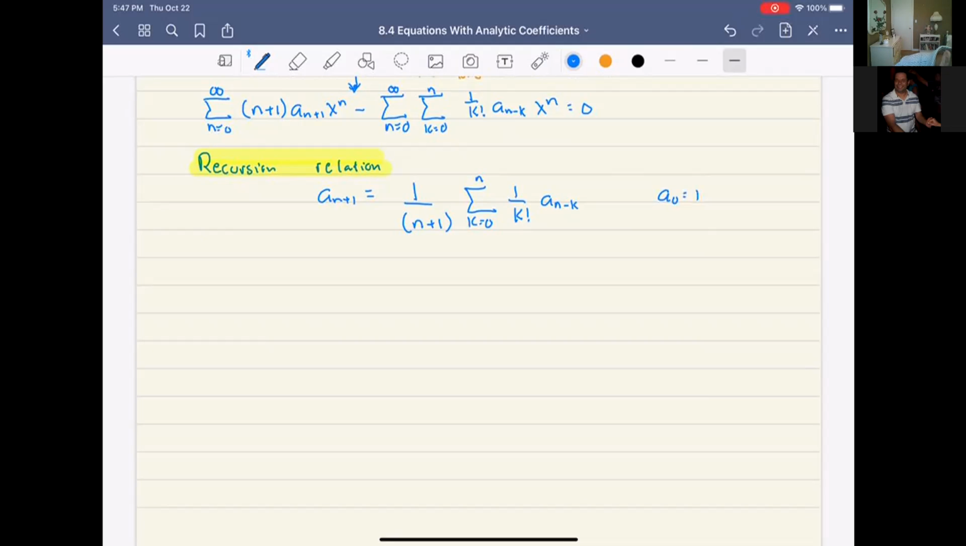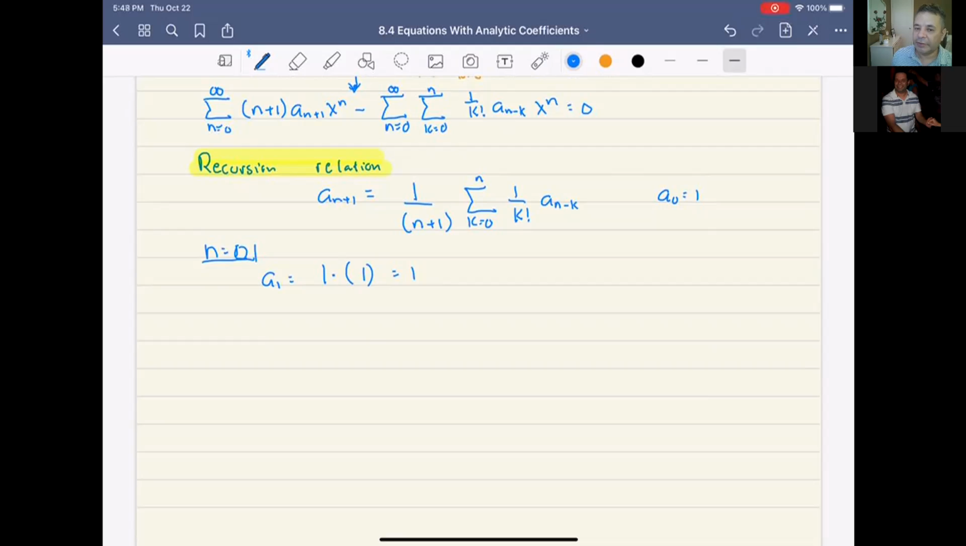Okay, let's do n equals 1. Oh, sorry, n equals 0 is going to give us a sub 1. A sub 1 is going to be 1 times 1 times 1 over 0 factorial. That's going to be 1. So a sub 1 is going to be 1.